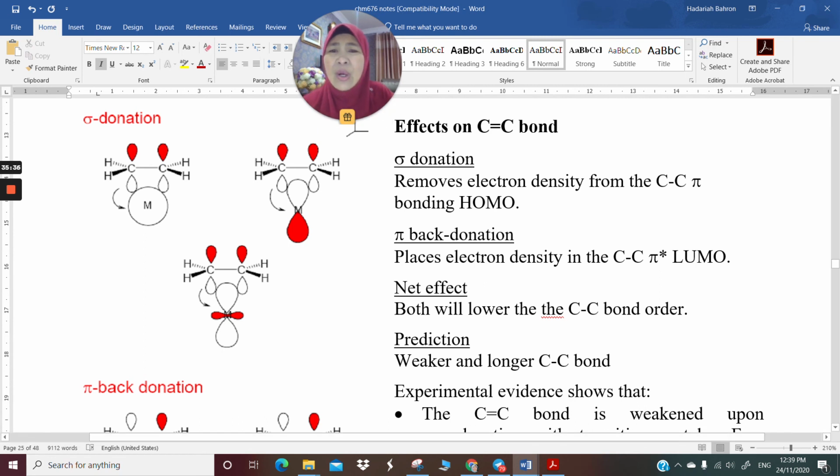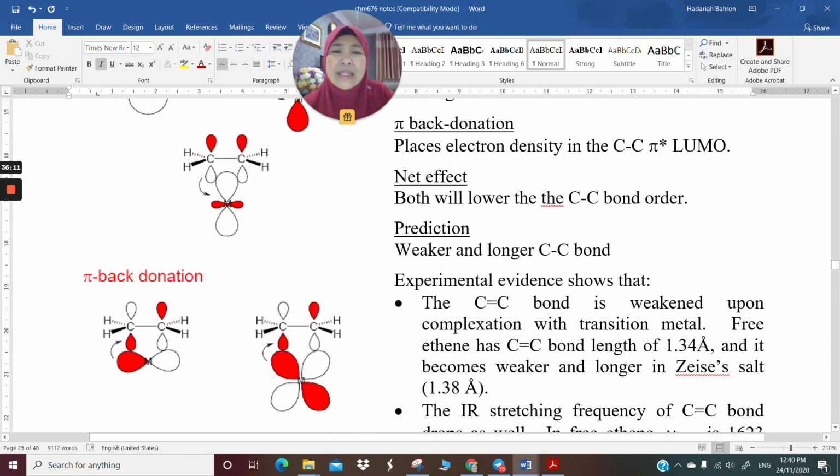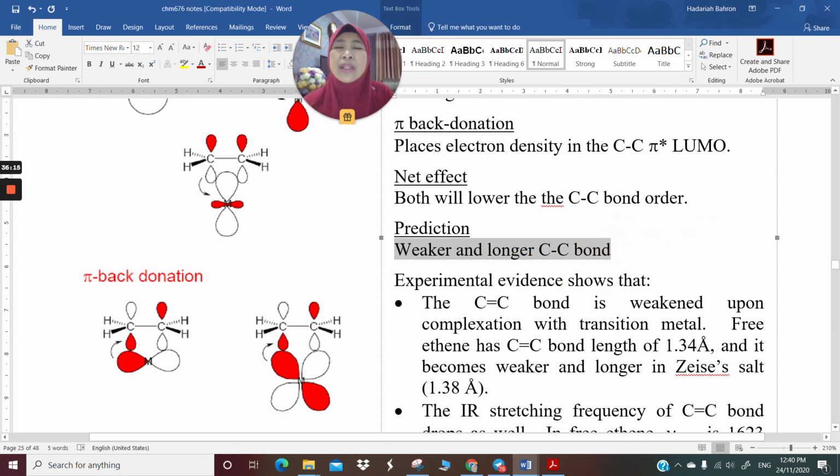So what is the effect of pi back bonding on C double bond C? The sigma donation here is where the pi electron on C=C is donated to the metal. The sigma donation will remove electron density from the C=C pi bonding HOMO, and the pi back donation will place electron density in the C=C pi antibonding LUMO, and the net effect is a lower C=C bond order. So the prediction is that there will be a weaker and longer C=C bond when the olefin is bonded to a metal center.